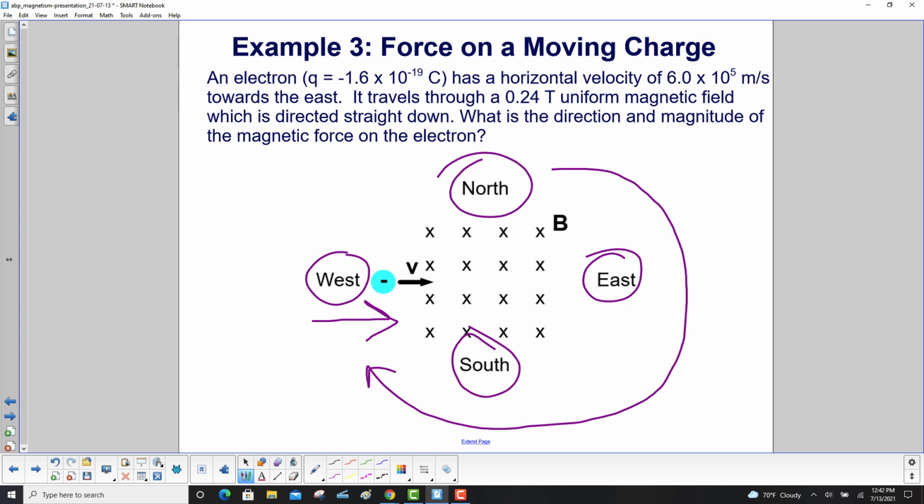It travels through a 0.24 Tesla uniform magnetic field, which is directed straight down. And this time the down direction is into the page, right? So if you're looking at a map, down is into the earth, so that's why those X's are there. What is the direction and magnitude of the magnetic force on the electron?